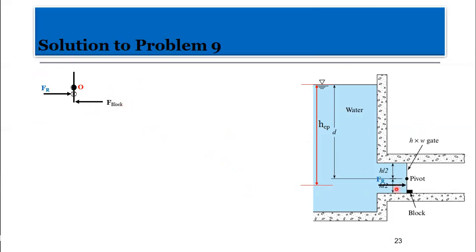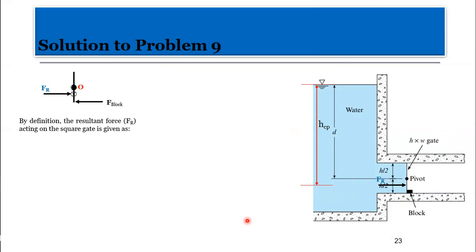Now, if you look at this part here, I've indicated FR here. The value here is actually acting on the center of pressure. I didn't estimate that one earlier, so I just focus on it. By definition, we have to find F block, but we don't know how to find that. We've been told how to find FR.